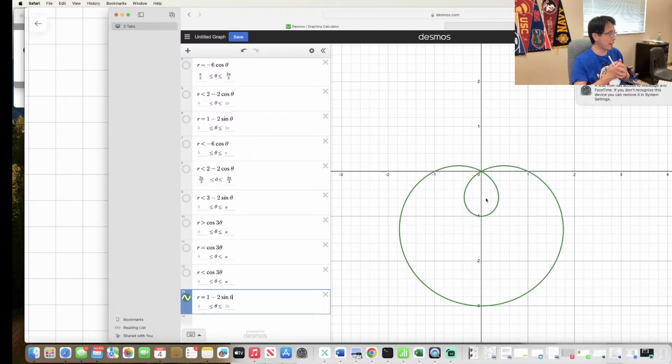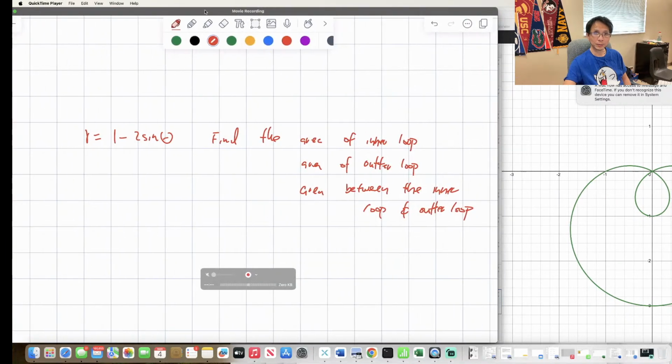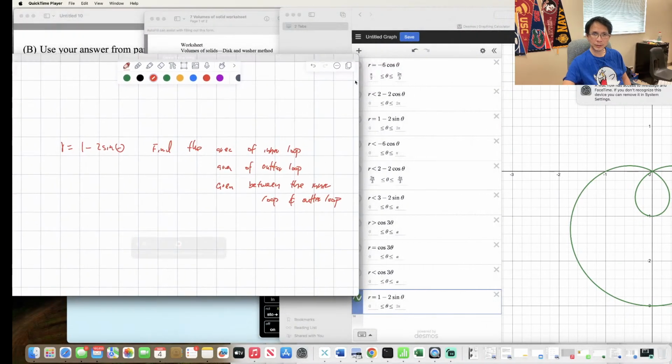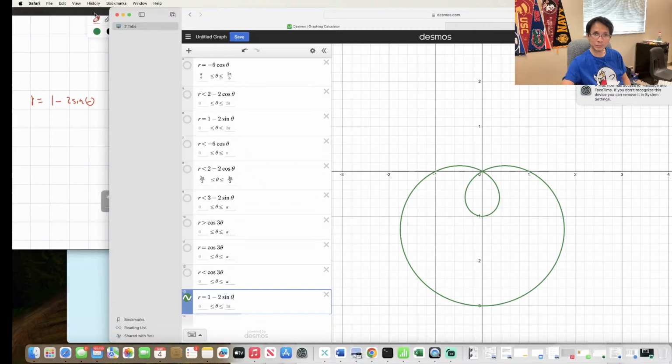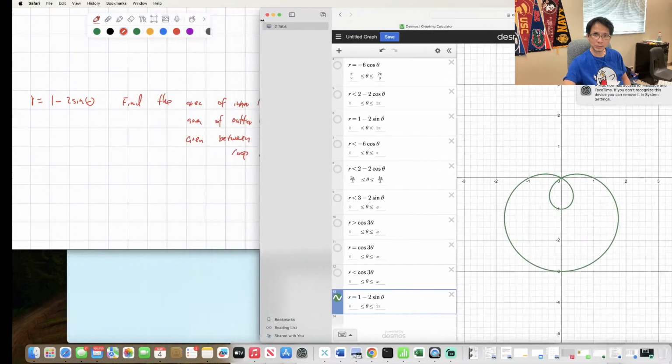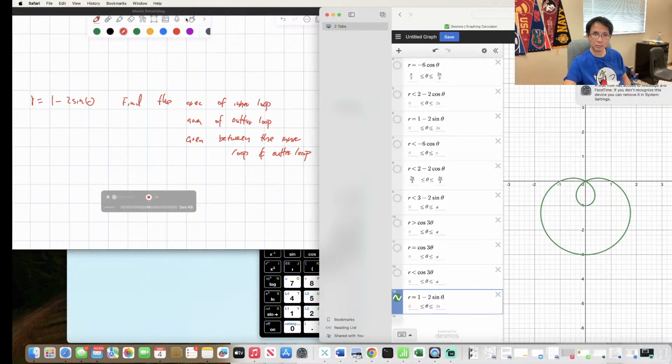So there are two ways around that. I mean, there's one way around, at least that I know of. How do I just find the area of the inner loop, just this part here? Maybe I'll do it on two separate sheets. So how do I find the area of the inner loop?